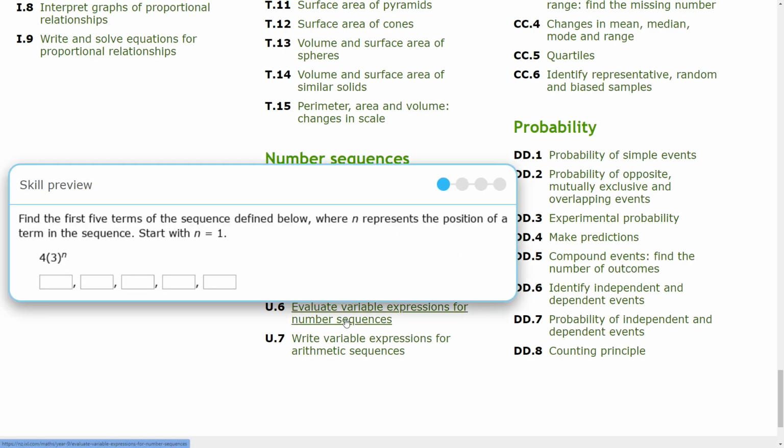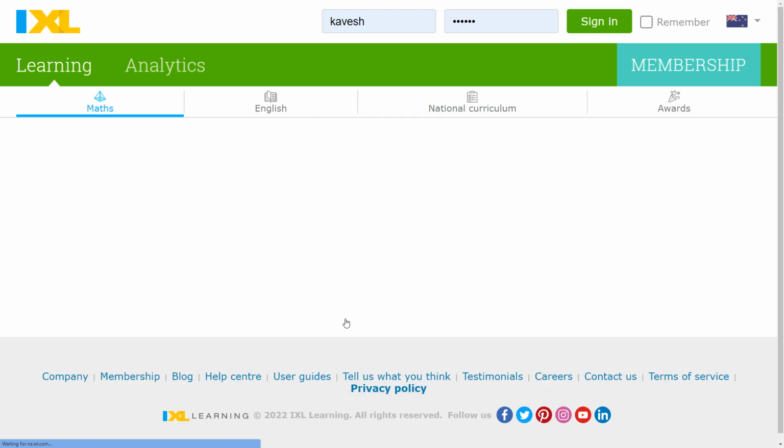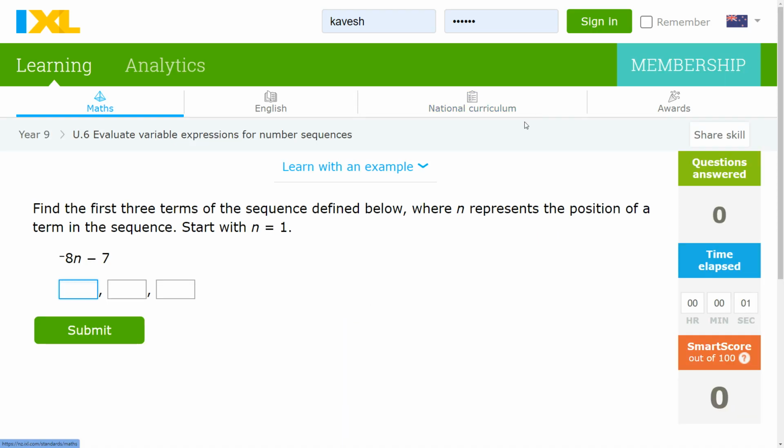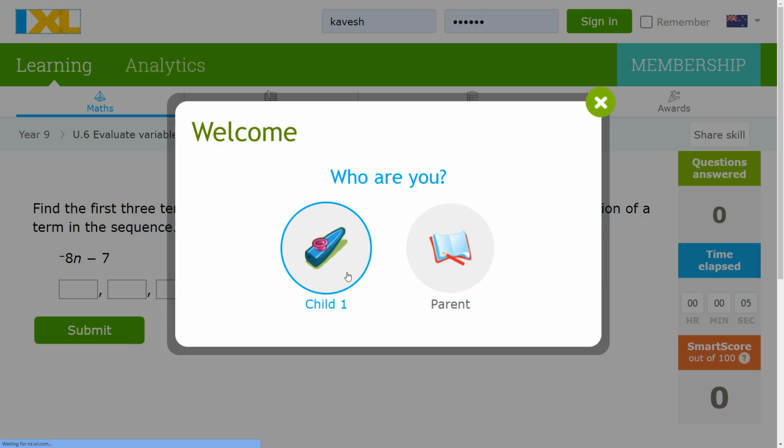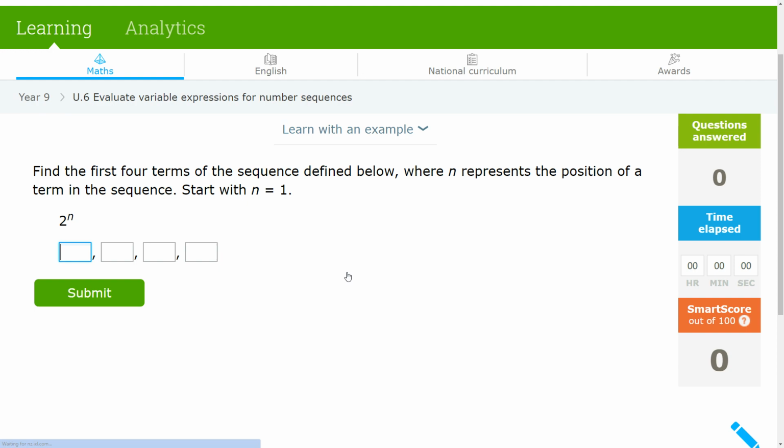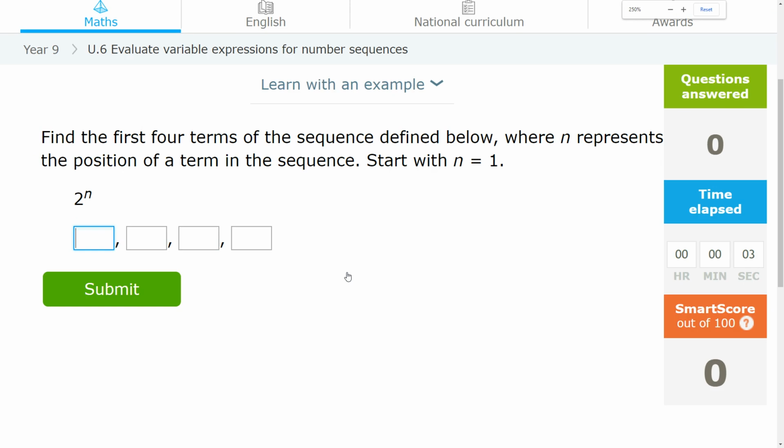Let's jump into evaluating expressions. Straight to this one here. Evaluating expressions. All right, let me just sign in here. It says, find the first 4 terms of the sequence defined below. Type your answers in.